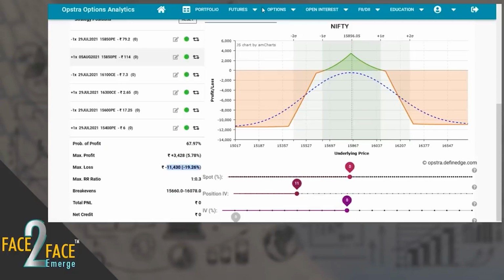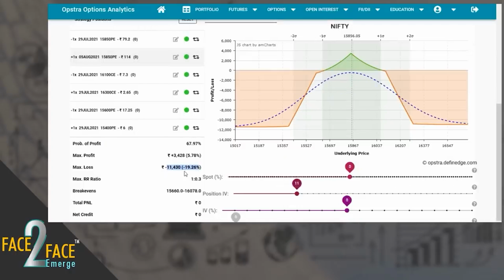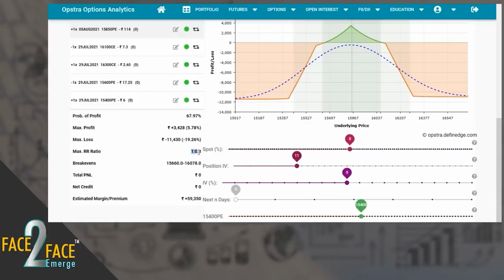Loss, which is very comparable to the iron condor, which was 9,000 here, has only gone up marginally and become 11,000. My risk reward has improved, it's become better. The range has also become better. So here it is 660 to 16,078. So you are getting almost a 500 point range.